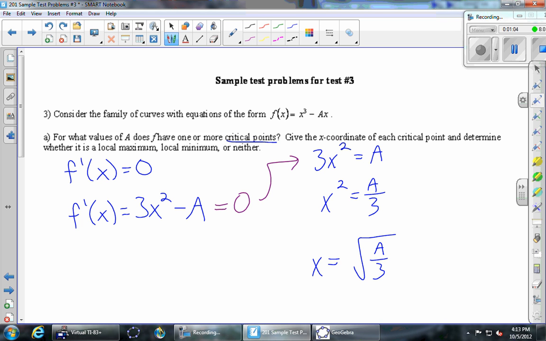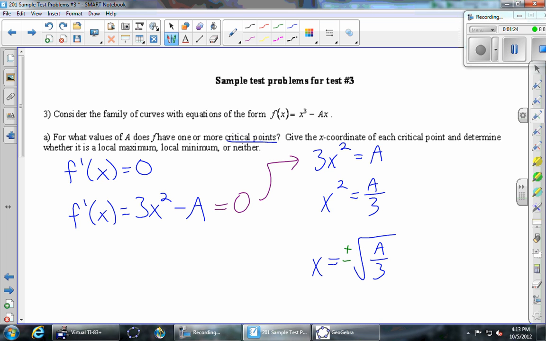And when you take the square root of both sides, it is so easy to forget to put something in. And that's this plus or minus. So actually not one, but 2 critical points. All right, so it says for what values of a does f have one or more critical points? Well, it seems like it always has 2 critical points because there's that plus or minus.